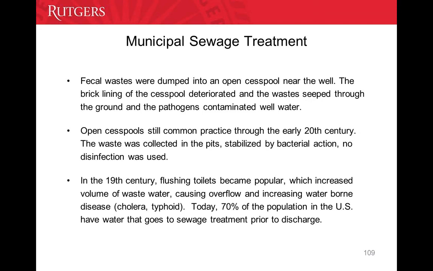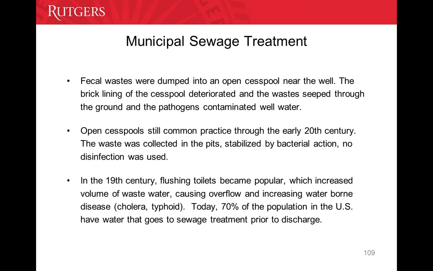Back to our story. In municipal sewage treatment, wastes were dumped into open cesspools near a well, and there used to be Brick Lane, and the water would seep into the ground, and the pathogens would contaminate the wells. Cesspools worked pretty well until the advent of the flush toilet. When the flush toilet came along, the volume of wastewater was very, very large. Prior to that, it had been very small. And so we had an entirely new public health challenge with a big increase in waterborne diseases, particularly cholera and typhoid, with the advent of the flush toilet, for which we are grateful, but at the same time it did cause a whole lot of challenges.